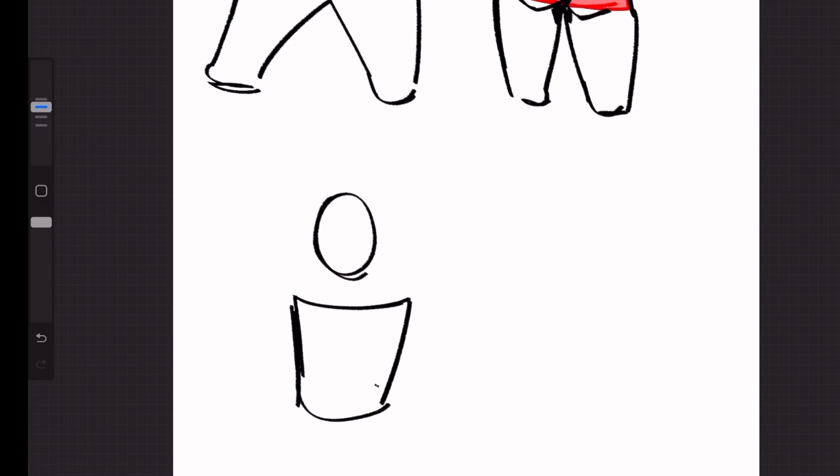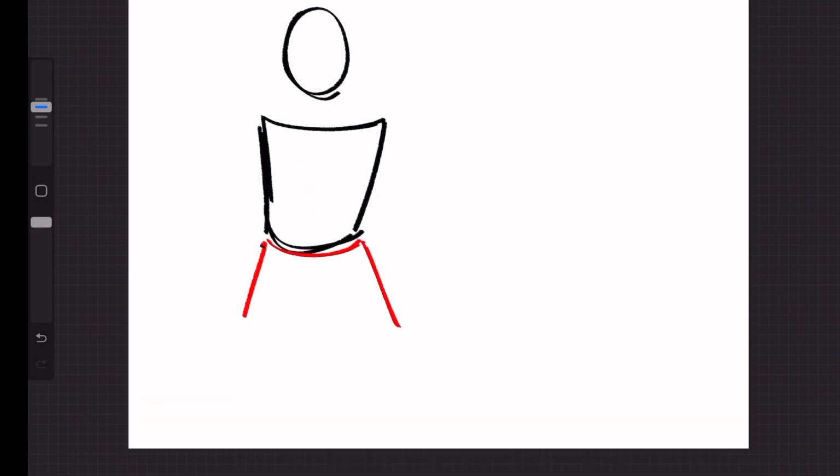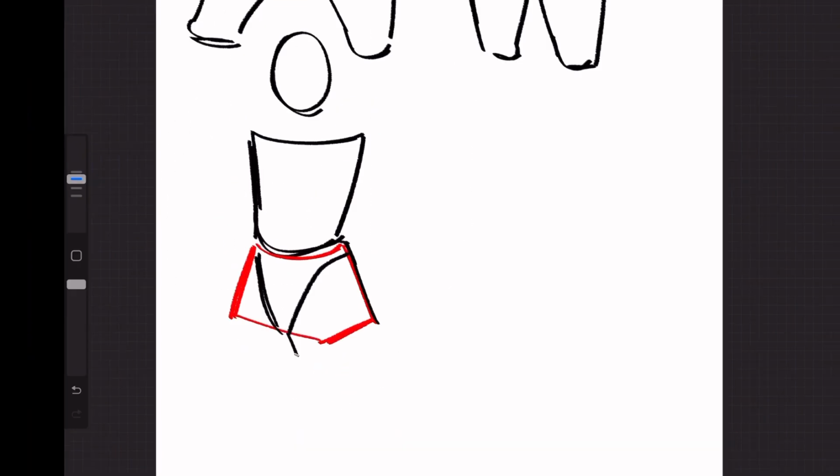So here I have the upper body, and I just put that shape in at the bottom, always remembering to include that plane change, which is this corner here. And if I just draw right on top of this shape, it actually gives me the shape of the hips.